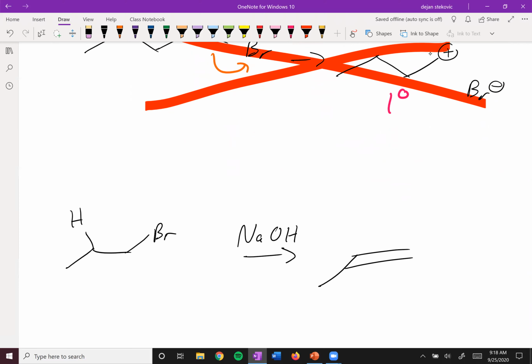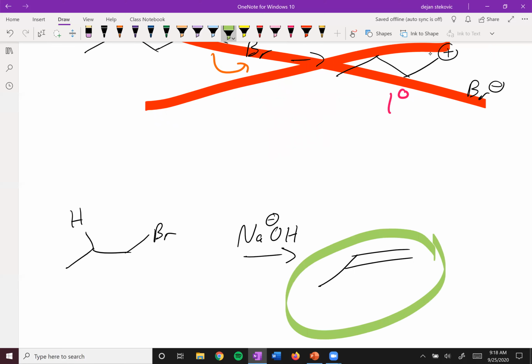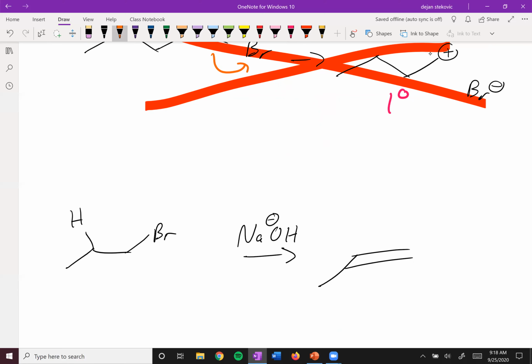And again, here's another example. Think about what's on the left and what's on the right. First thing you probably want to notice is that this is a hydroxide, so we're thinking something like that. We see that we have no bromine over here, so that means the bromine must have left.